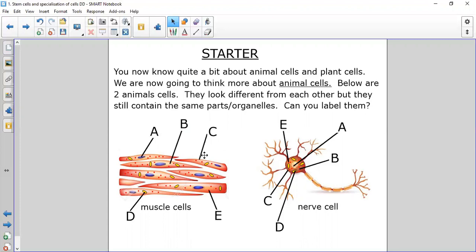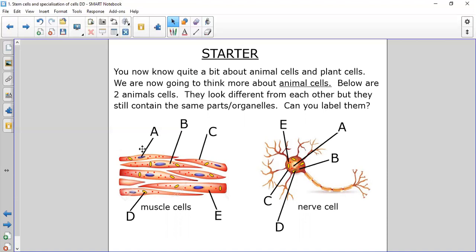Okay, so we've got A, B, C, D, E, and the names of the parts in this group of cells will be the same as this cell. So you could pause the video and have a little scribble down in your jotter, A to E, and what you think the parts of those cells are. I'm just going to reveal them now.